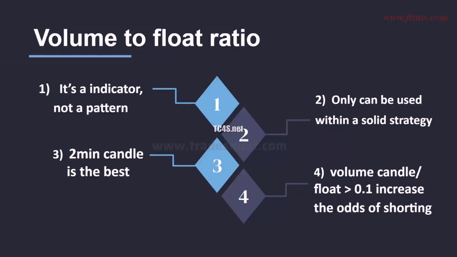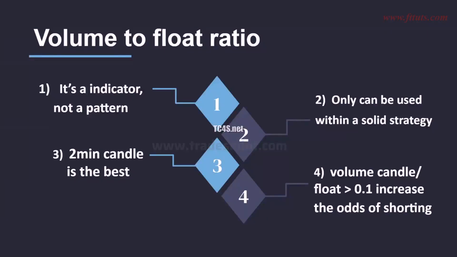So number 4, that's the formula. You are using the volume of the candle, which is the 2-minute chart, divided by the float. If the ratio and the percentage equals greater than 10%, then you will increase the odds of shorting. Then you want to apply this method to a gap up short.